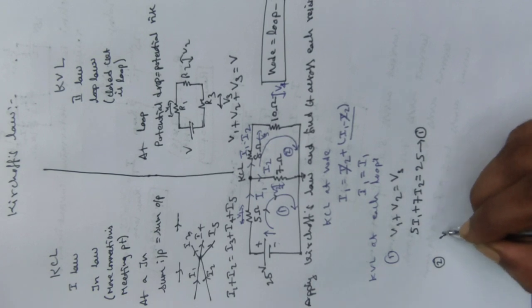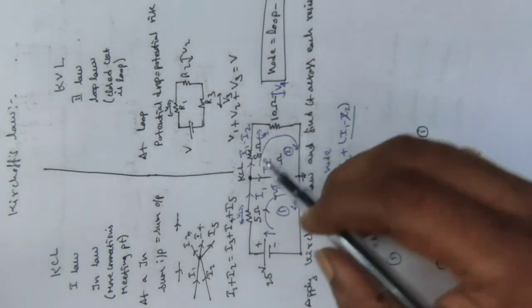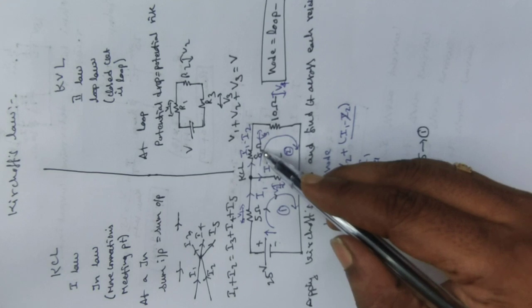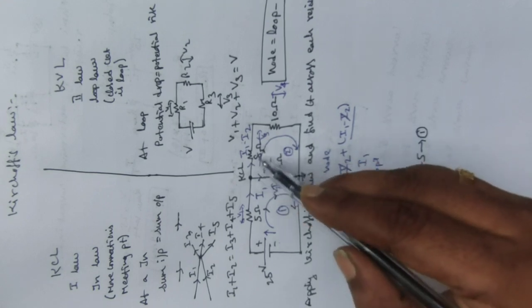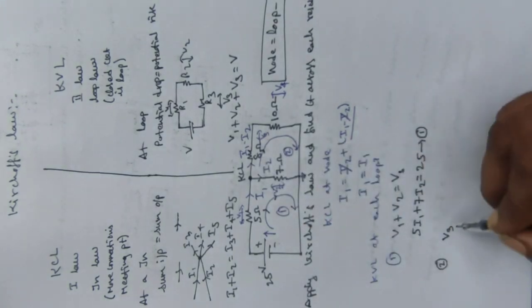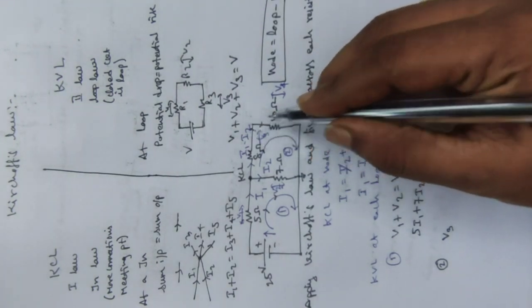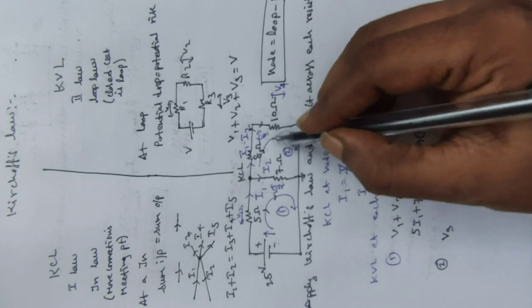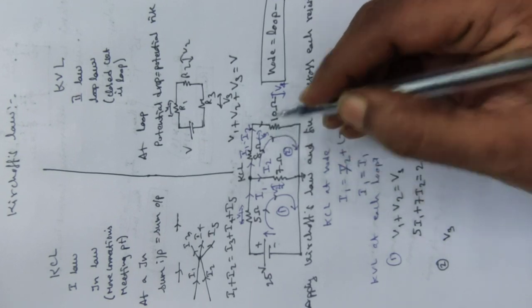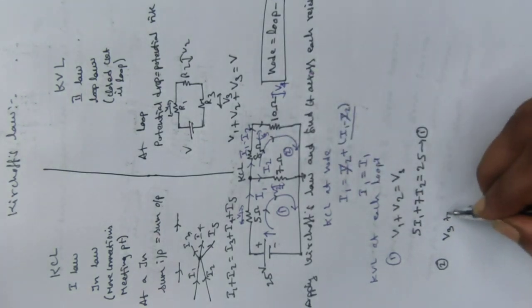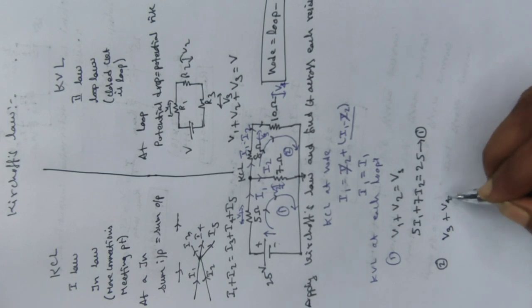The first voltage drop I am naming as V3. Why? Because the assigned direction and the actual direction are both the same. So I have to take it as a plus. Again the same current is flowing through the 10 ohm resistance. The assigned and actual directions are both the same, so I am writing it as V4.